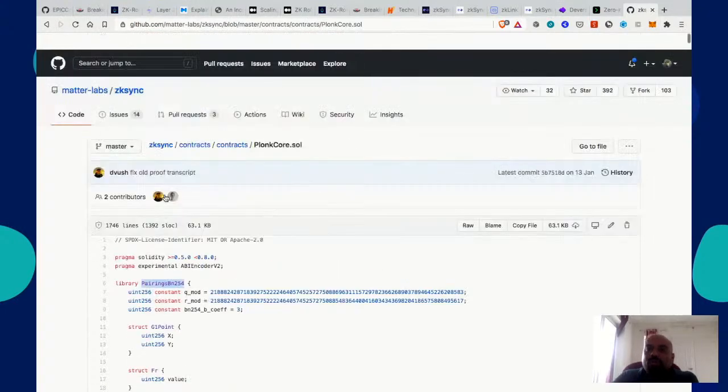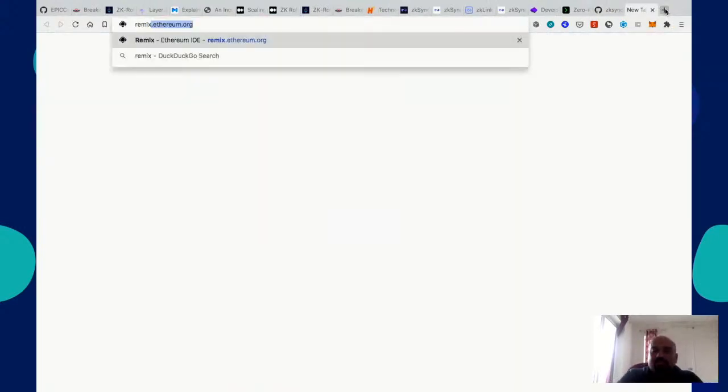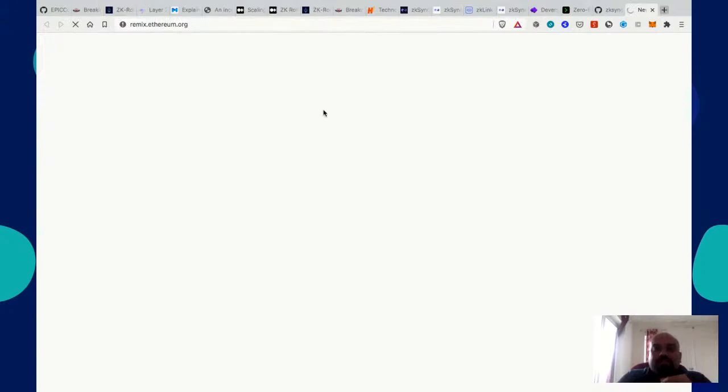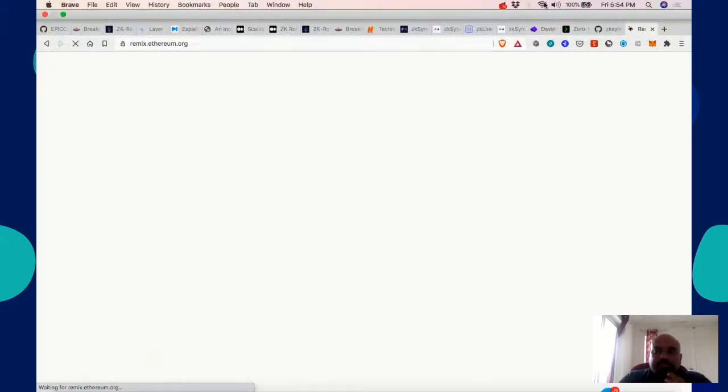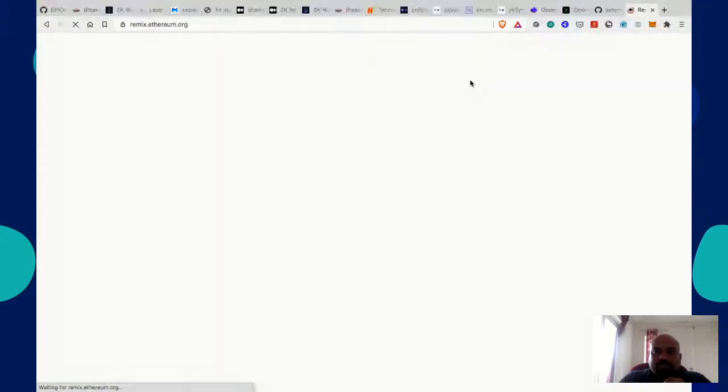And if you want to get started with zero knowledge proofs, what I would suggest is you can go to Remix. Some of you who are into Solidity must have used Remix already. What you just need to do is install a library. If you can give me a minute, I will quickly show the basics you should know.